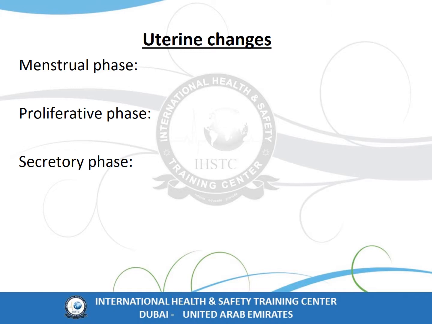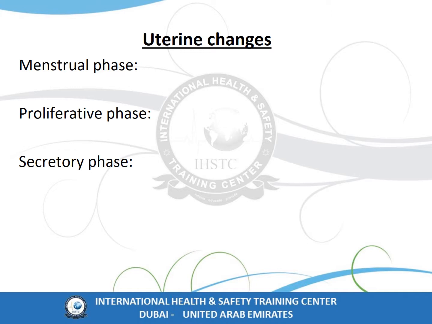Proliferative phase. It lasts for 9 days, where the estrogen stimulates the proliferation and growth of the endometrium. As the estrogen level increases, it suppresses the secretion of FSH and increases the secretion of luteinizing hormone, and this stimulates ovulation and the development of corpus luteum. Ovulation occurs between the 12th and the 16th day of the menstrual cycle. The estrogen level is high and the progesterone level is low.